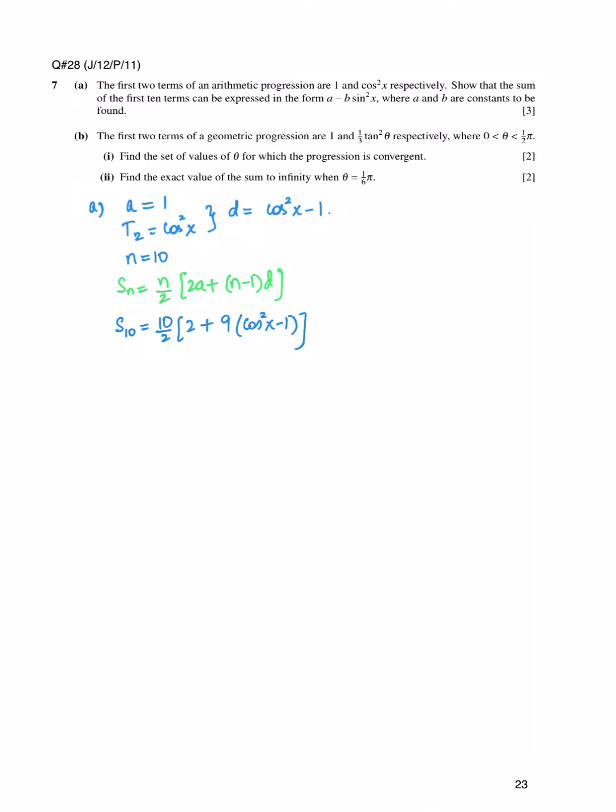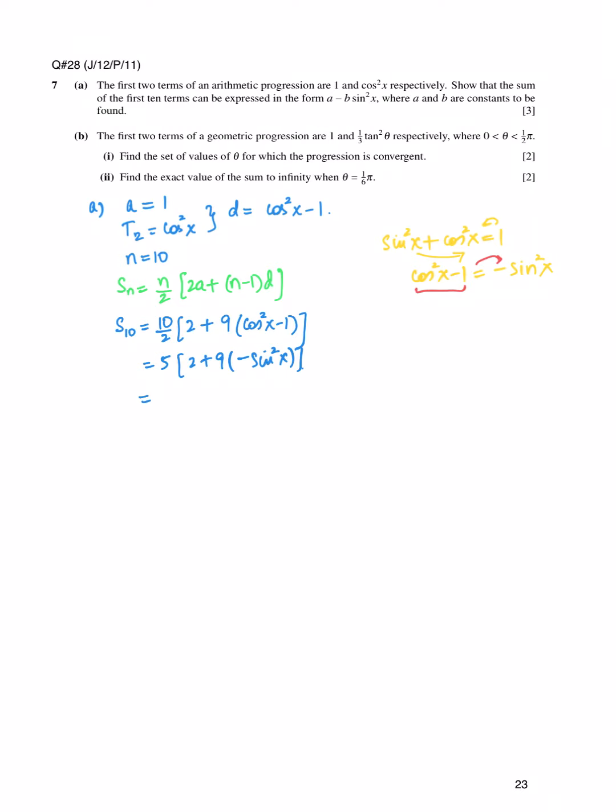So we need to apply an identity here. We know that sine square x plus cos square x is equal to 1, right? If I shift 1 to the left side, cos square x minus 1 is equal to, on the right side, minus sine square x. So this whole expression is basically equal to minus sine square x. So I'm going to place it. 10 upon 2 is 5, times 2 plus 9 times cos square x minus 1, which is minus sine square x.